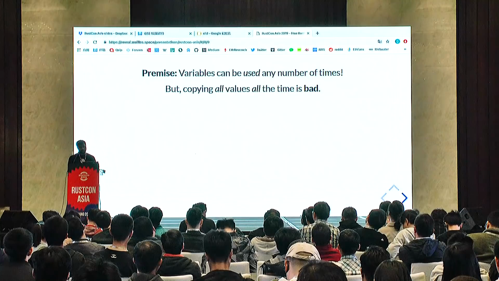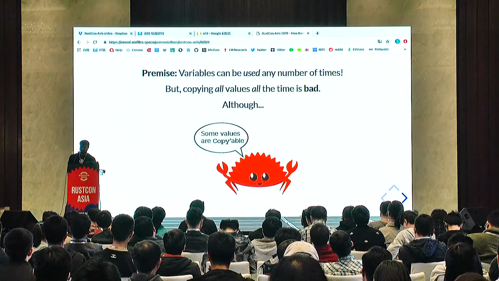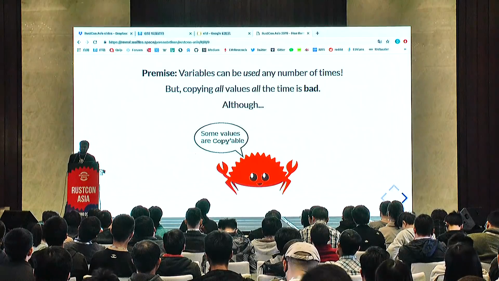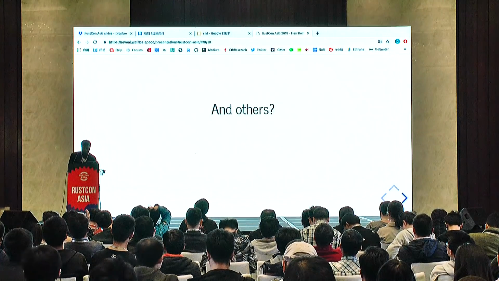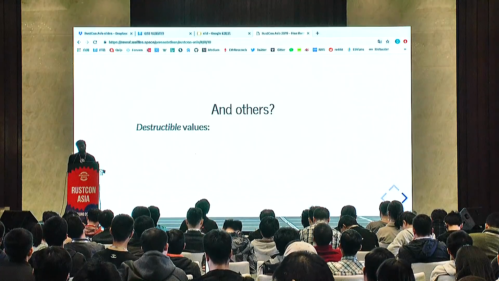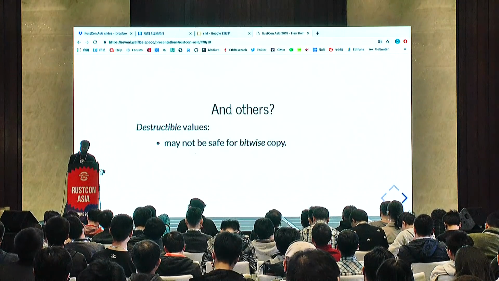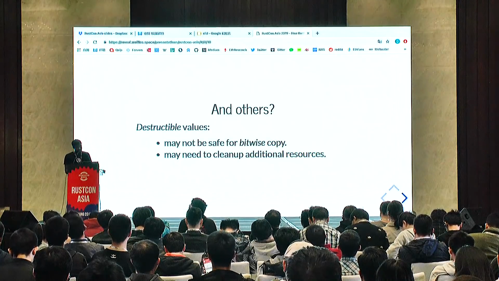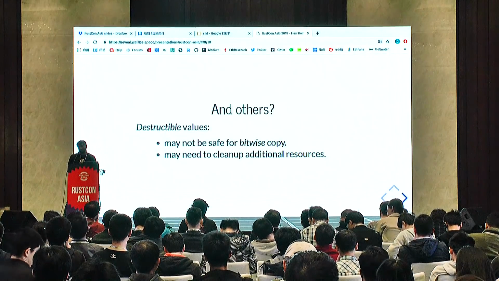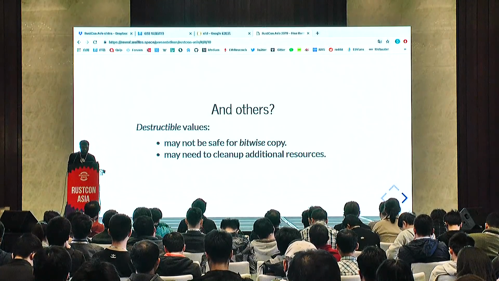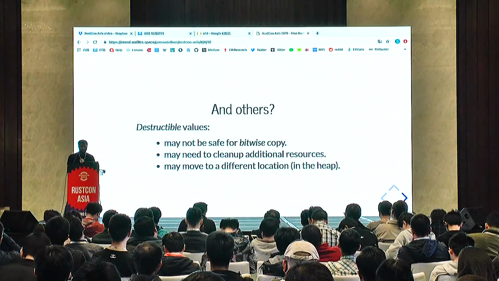So now we have Ferris coming in and saying, okay, but we can copy some values. For example, integers, pointers, and characters, basically everything that could be in the stack can be copied safely. And what about the other values? More importantly, what about the destructible values, the values with destructors, which may not be safe for a bitwise copy, and which may need to clean up additional resources, like closing a socket or closing a file or whatever. And these resources may have to move somewhere else in the heap along the way, and we need to keep track of that too.